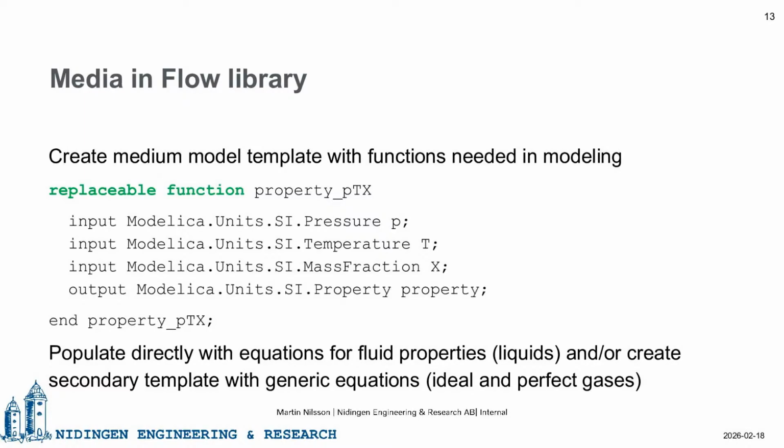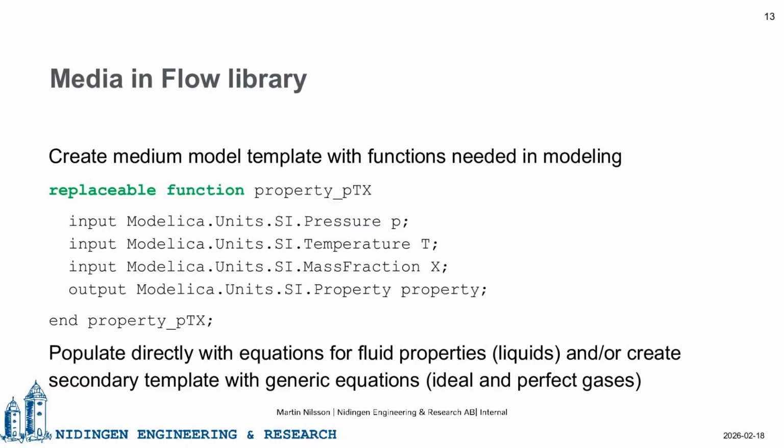And for liquids, we typically populate it directly with equations for the fluid properties. In our case, different versions of ethylene glycol. Some of them are hard coded, and don't use X because they're hard coded for certain glycol concentrations. Some have X as an input, and then you can very easily vary the glycol concentration without changing the media. For ideal gases, we did a little different approach because for a lot of gases you can use the same set of state equations and just change the coefficients.